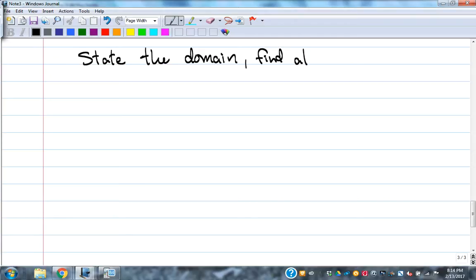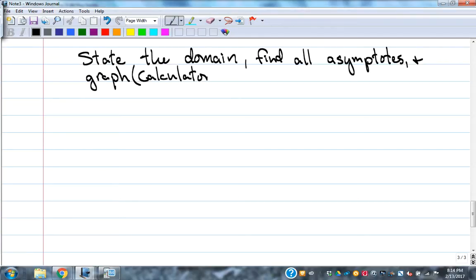Find all asymptotes and graph. And we're going to graph with the calculator. Okay, so that's our instructions.